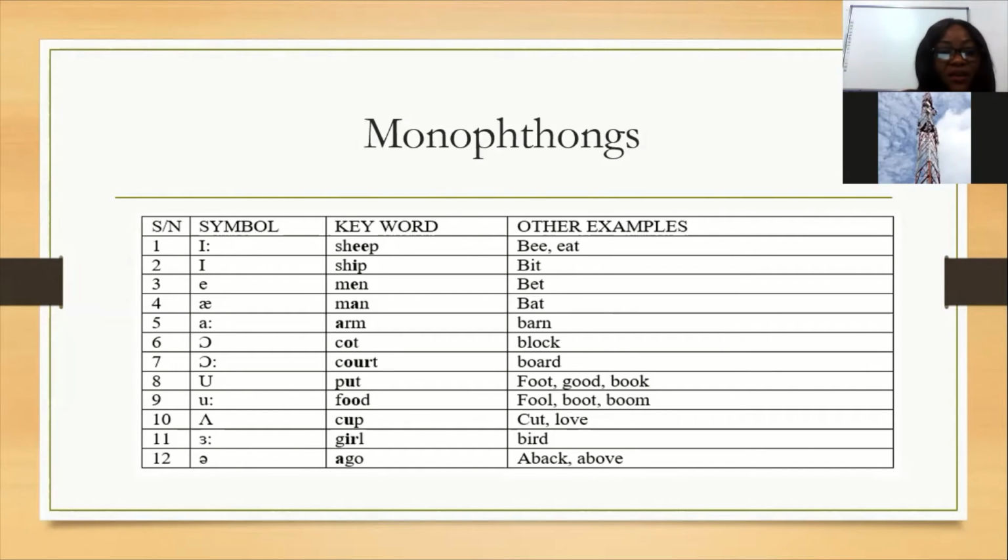We have the E, the A, the R, the O, and the U in food, which is different from the U in foot. We have the A, which we have in cup, and the E, which we have in girl. And then we have the schwa sound, which we find in words like a go, a back, and above.